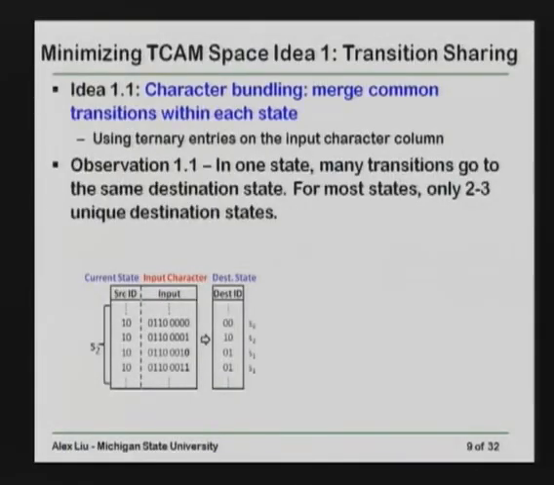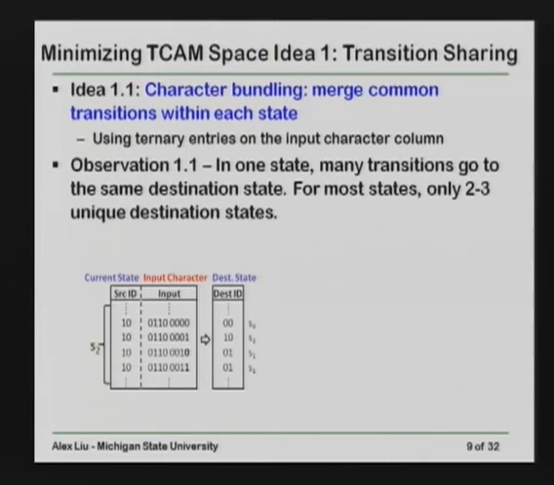So our first idea for minimizing TCAM space is called transition sharing. Within transition sharing, we have 2 sub-ideas. One is character bundling, and another is shadow encoding. So let's first take a look at character bundling. The basic idea is to merge common transitions within each state.